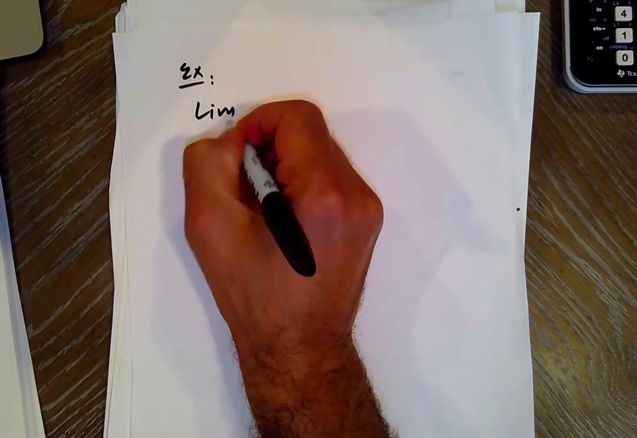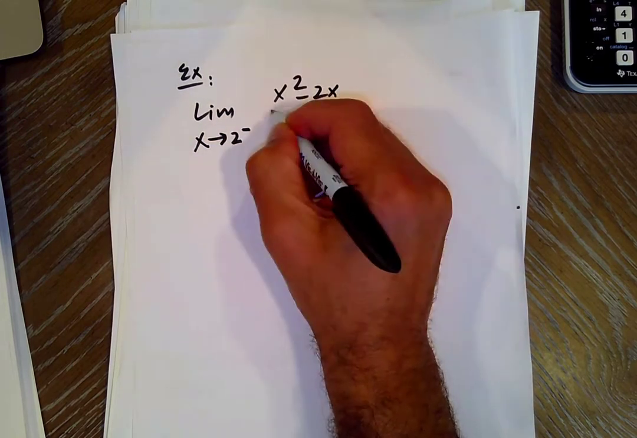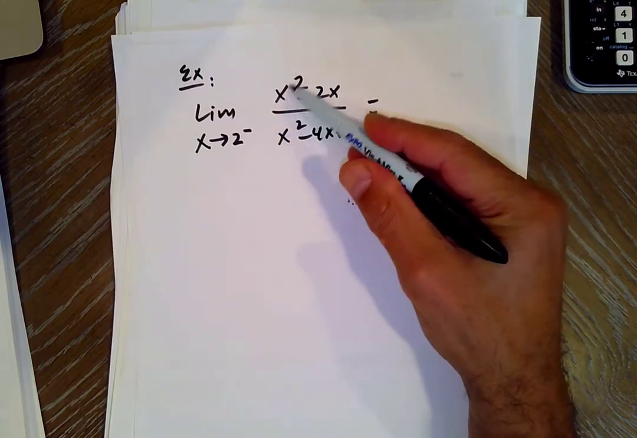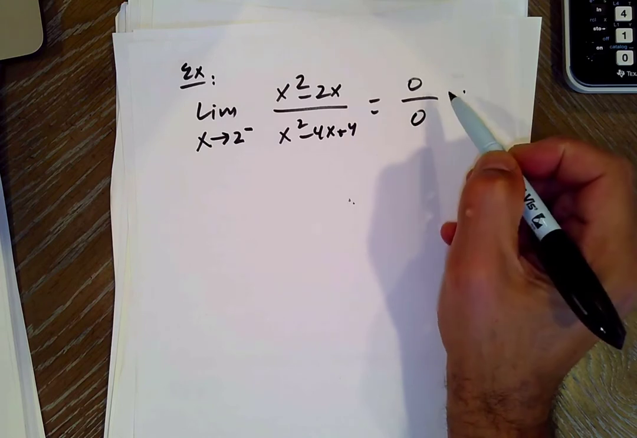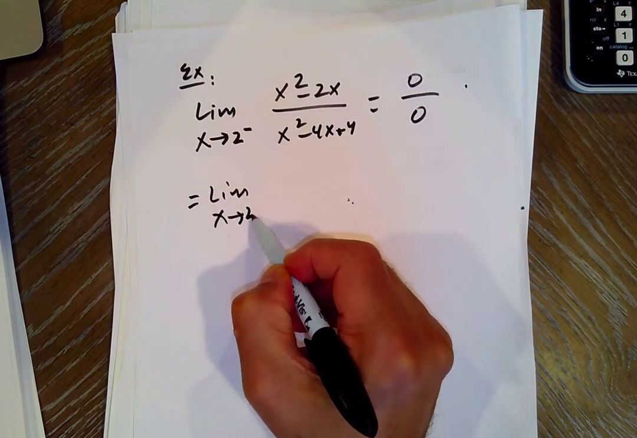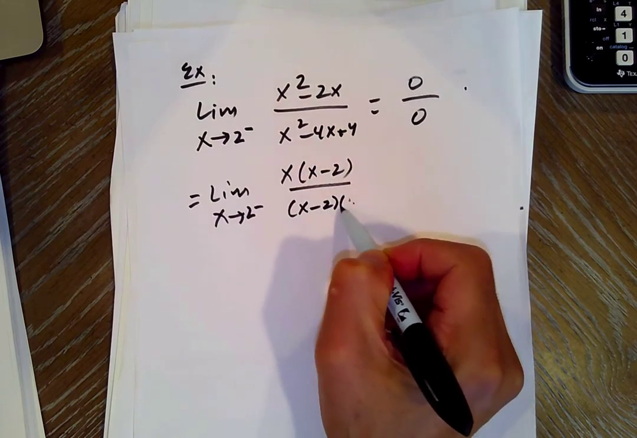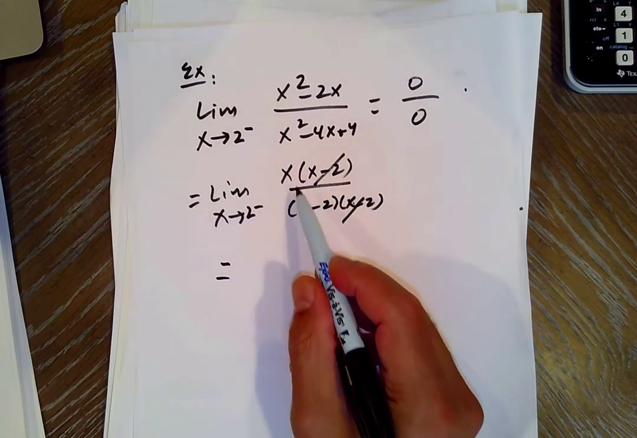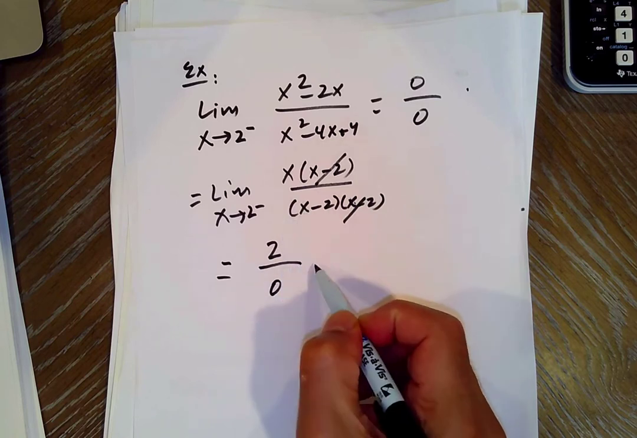The limit as x approaches 2 from the left of x squared minus 2x over x squared minus 4x plus 4. If you plug the 2 in there, you get 0. 4 minus 8 plus 4 is also 0. What we can do though, we can factor x, and then you can factor this x minus 2, x minus 2. We can cancel that out and then plug it in. So you get 2 over 0, which is infinity.